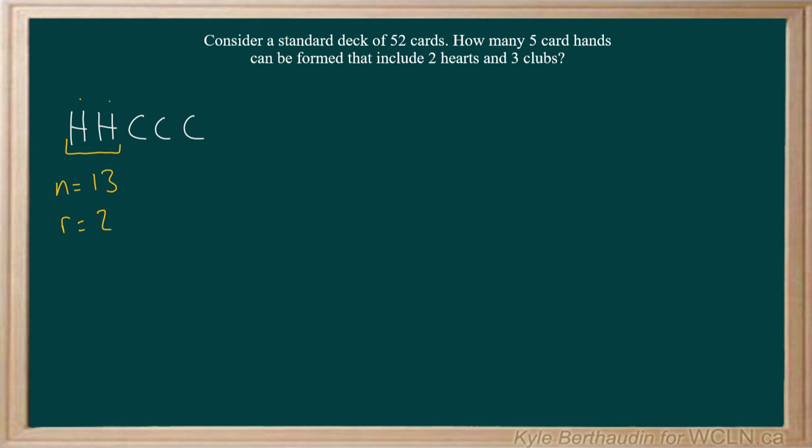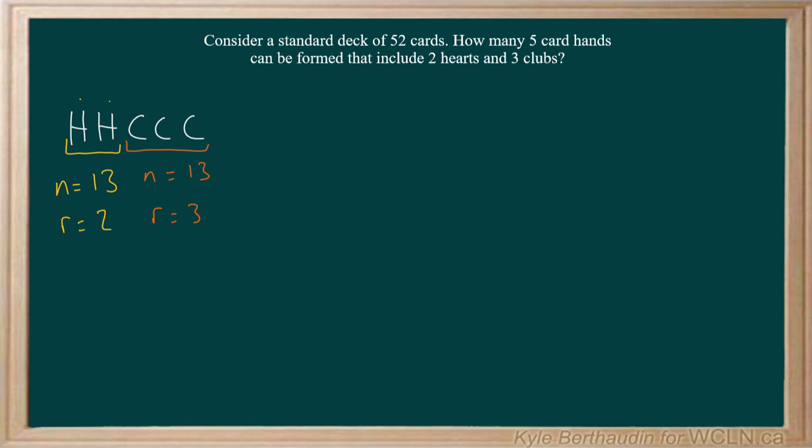Now we'll make a similar argument here for clubs. We know that we've got 3 clubs in our hand. In other words, r equals 3. We're only choosing 3 of the clubs, and in total, we have 13 clubs available for us to choose from.